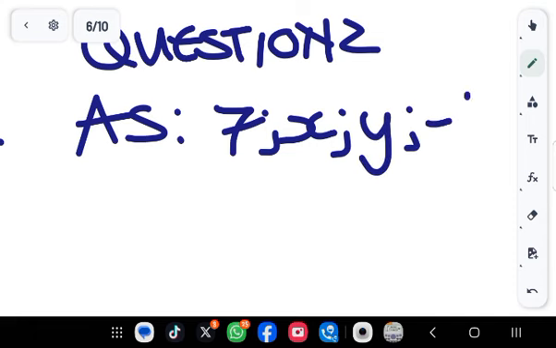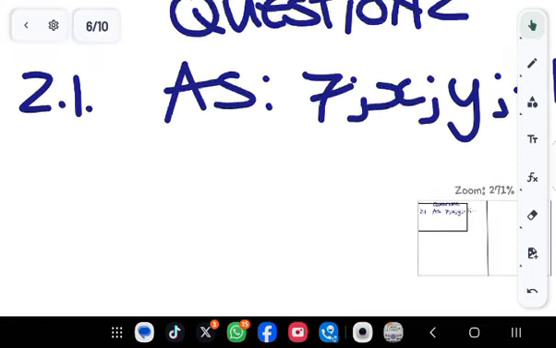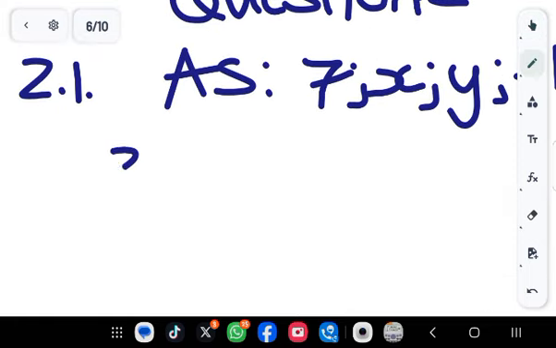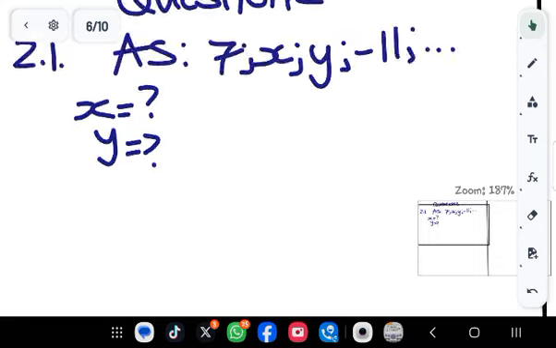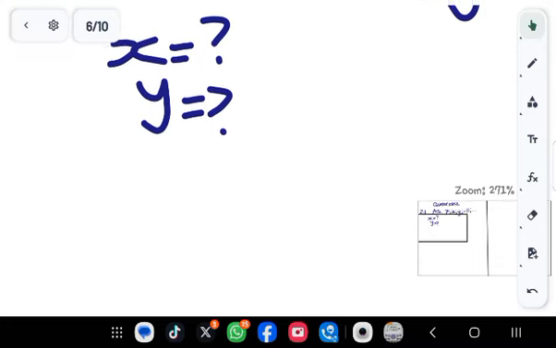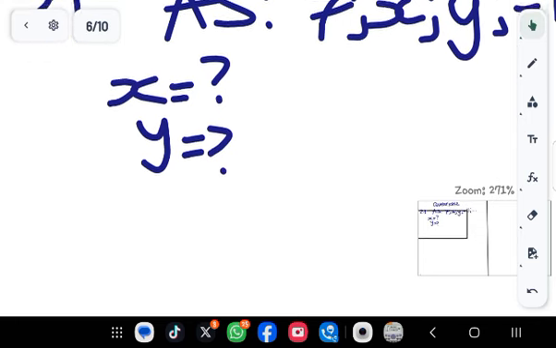7, x, y, negative 11... We're supposed to find the value of x and the value of y. So that's what we're supposed to find. Remember the definition of an arithmetic sequence is such that the constant difference between any two consecutive terms should be a constant.